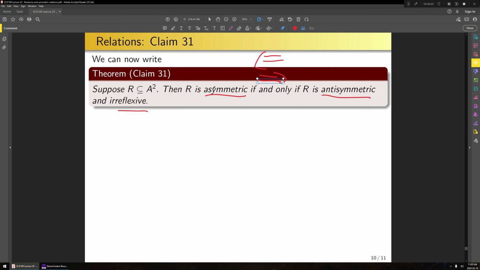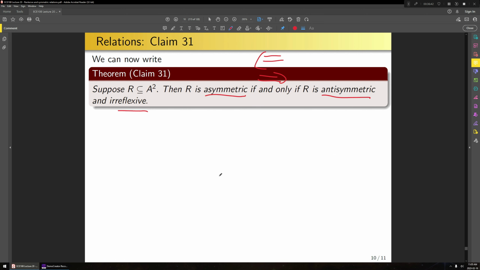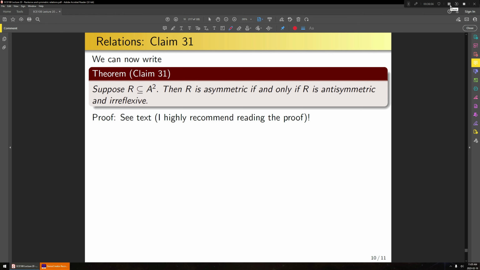In the forward direction, you need to go from asymmetry to antisymmetry, which is kind of a hint. Maybe something similar to one of these, not exactly, but similar. Then you also need to go from asymmetry to irreflexivity. Then on the other direction, you need to use these two definitions together to get to asymmetry. So see the proof. I highly recommend actually reading the proof and all that good stuff.